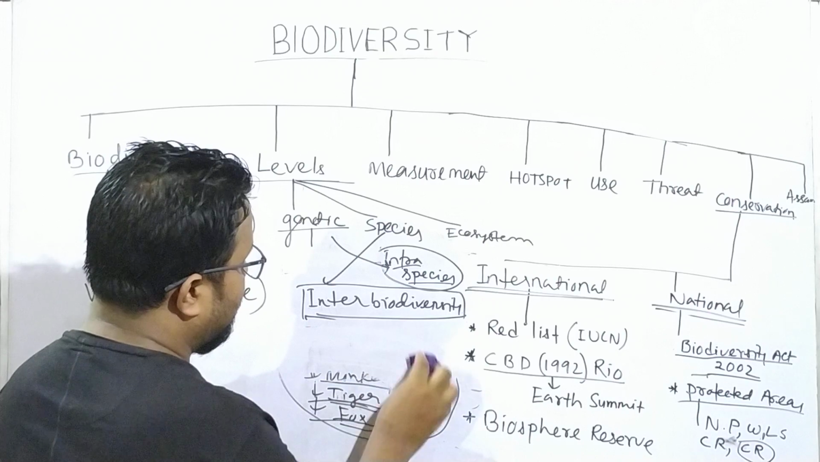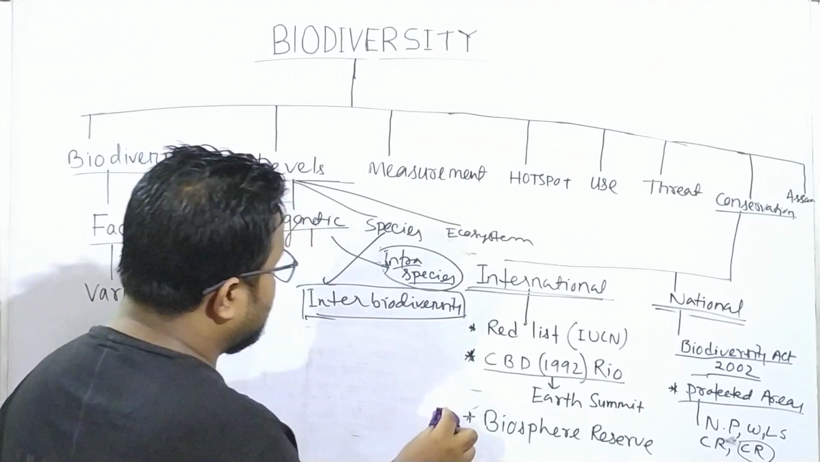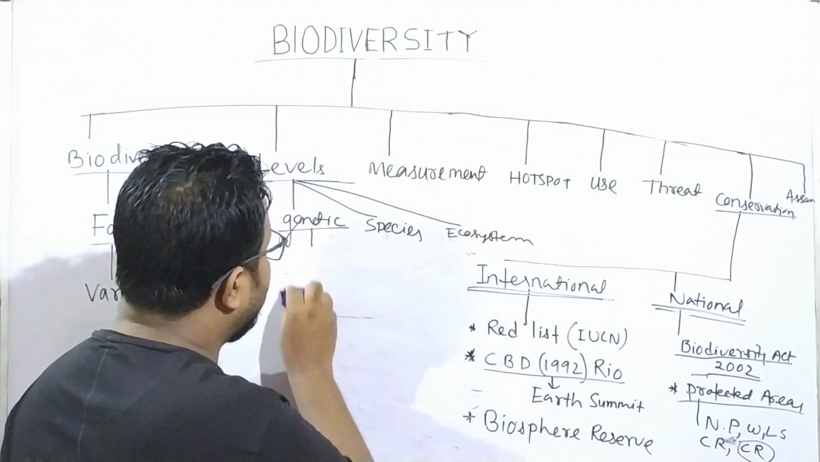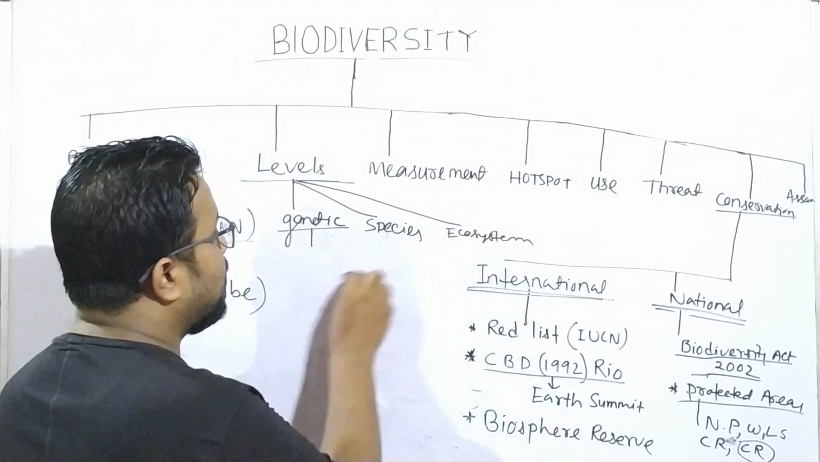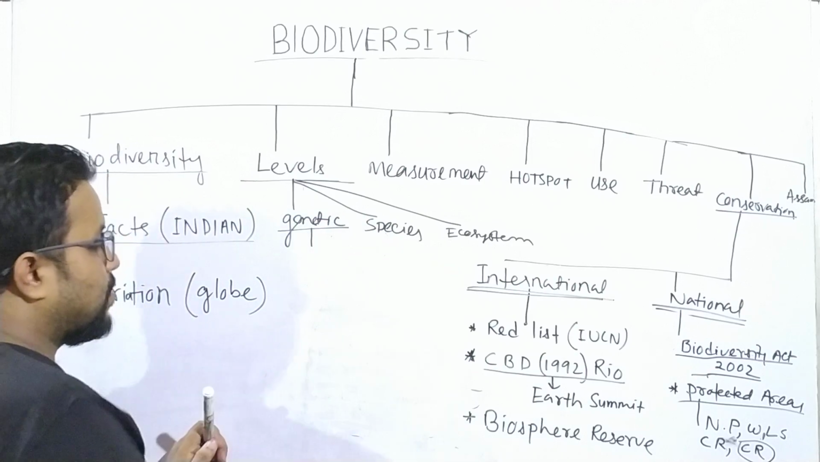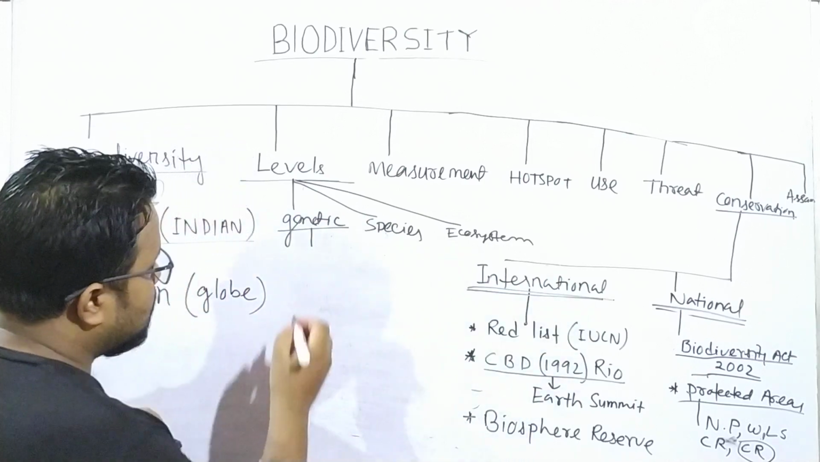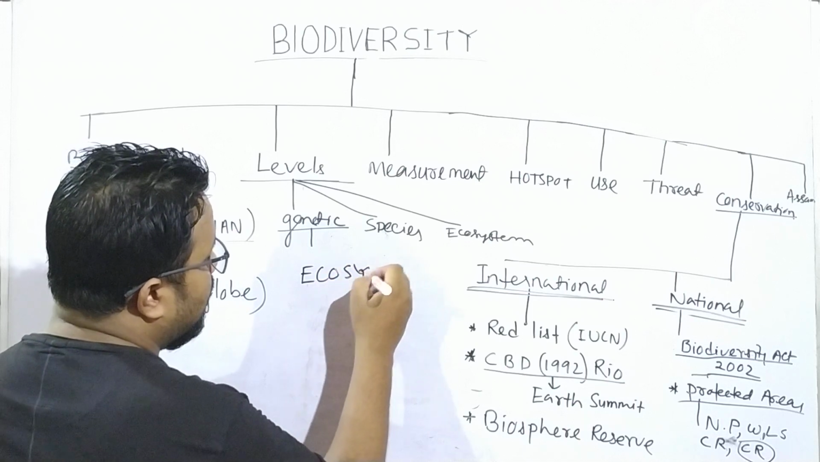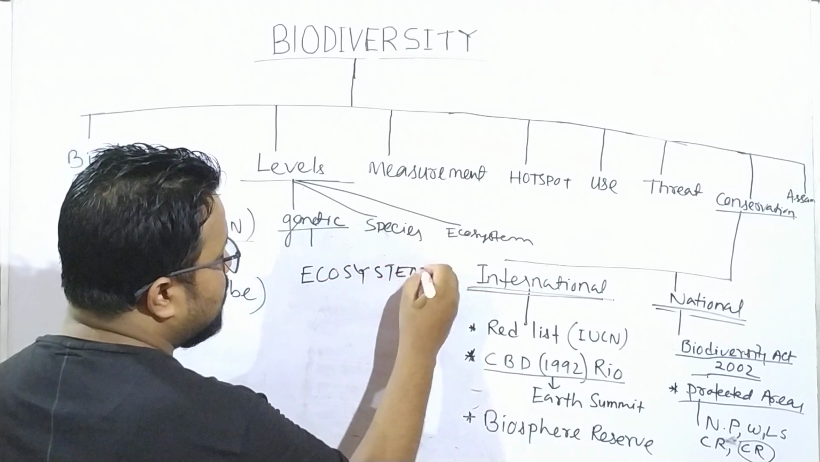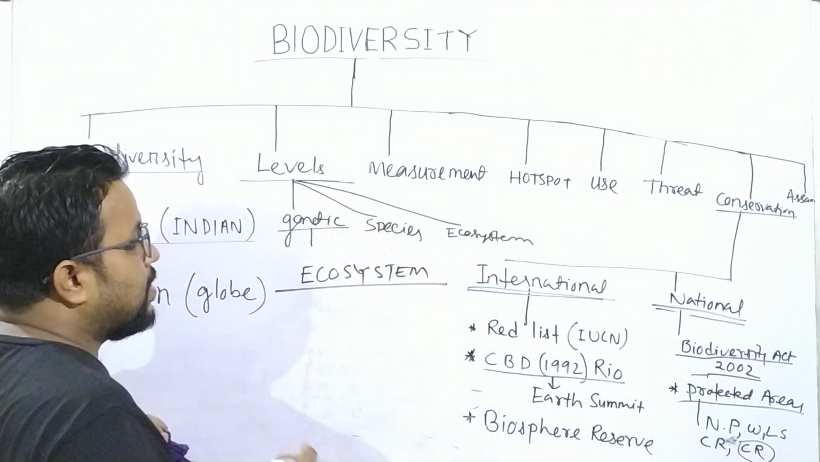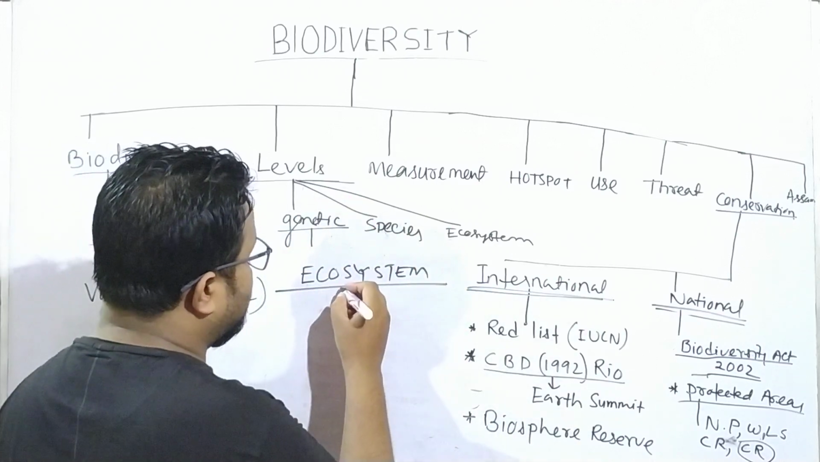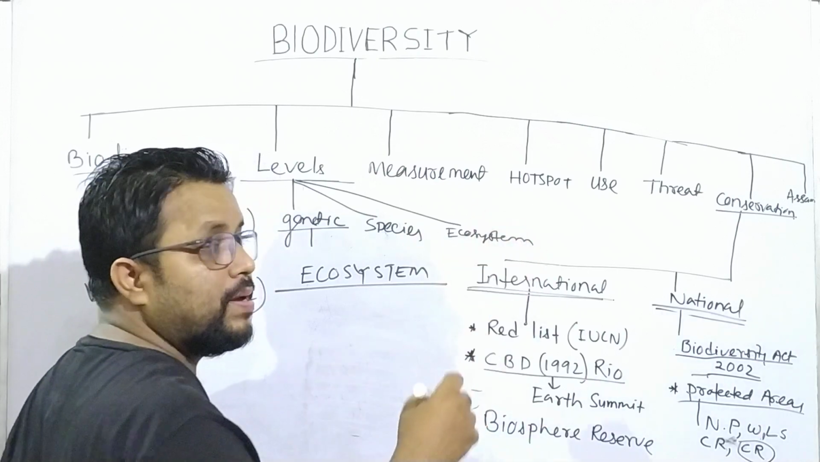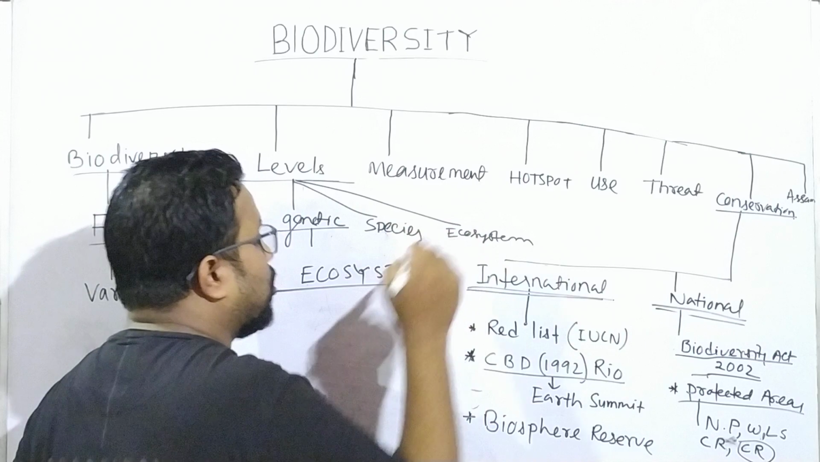The next one is ecosystem biodiversity. Now, what is ecosystem biodiversity? Ecosystem diversity means the diversity that occurs because of different ecosystems. That is called ecosystem biodiversity.